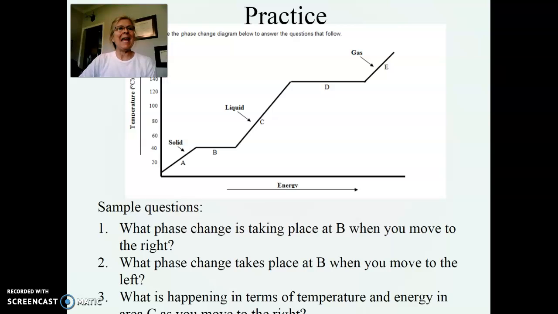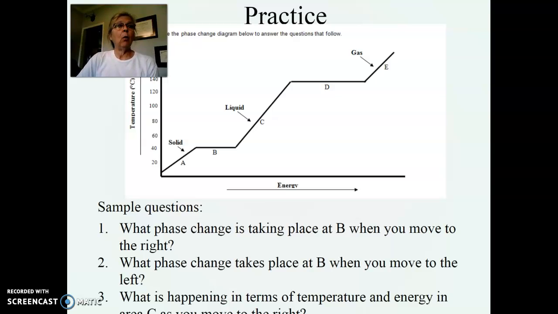You'll notice that A at the bottom is where the solids are found, and C right in the middle is where liquids are found, and E at the top is where gases are found. And you'll notice by looking at the axes that the temperature is increasing on the y-axis and the energy is increasing on the x-axis. So let's see if we can answer some sample questions.